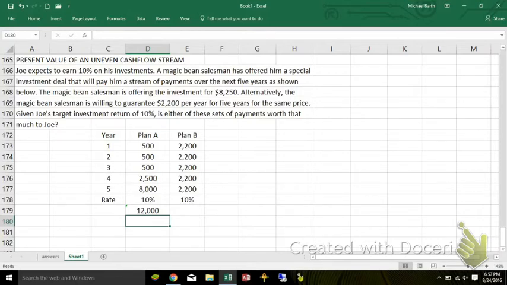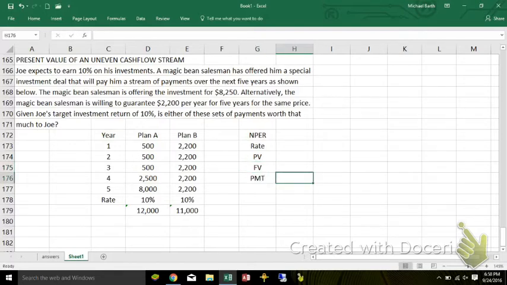We could calculate the fair value that Joe assigns to a set of cash flows like that by taking the present value. Alternatively, the Magic Bean salesman says, hey, tell you what, Joe, I'll guarantee you $2,200 a year for 5 years, and that'd be $11,000 for the same price. Well, I can calculate the present value of $2,200 per year for 5 years using the functions we've been using so far: number of periods, rate, present value, future value, and PMT.